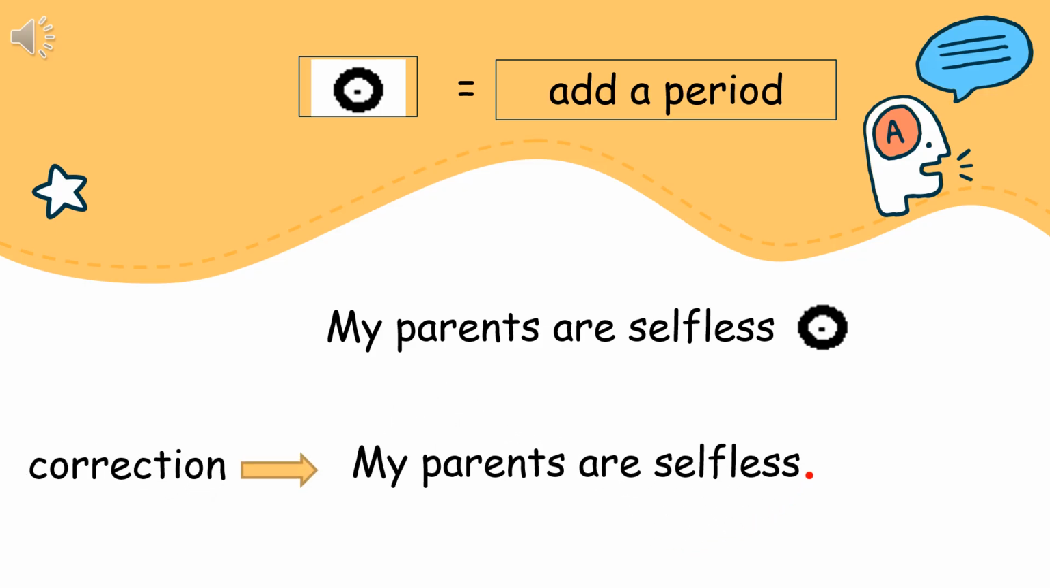The next proofreading symbol is the period in a circle, which means that you have to add a period. For example, in the following sentence, there is the period in a circle proofreading symbol at the end of it. Therefore, it should be written correctly by adding a period.